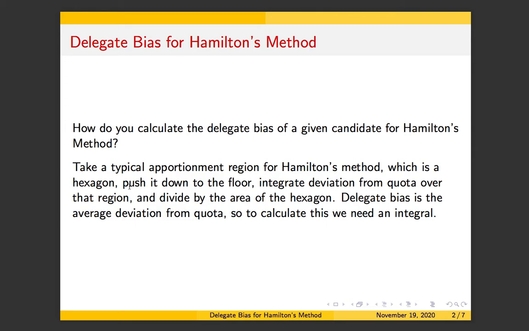So first I'll show you how you take a hexagon and put it in the floor. Then I'll show you how you build the deviation from quota function. I'll show you the integral, divide by the area, and then we're done.